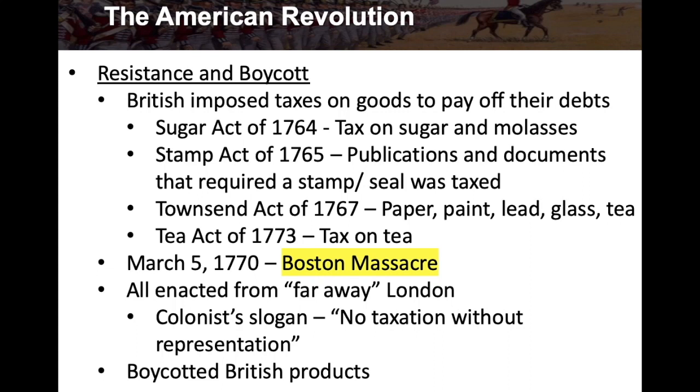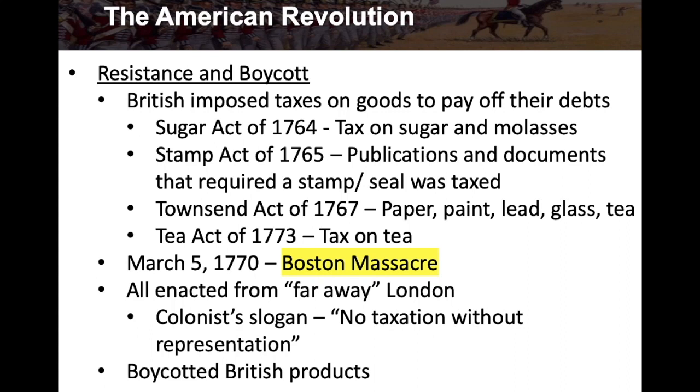Well, the taxes were kind of large, expensive to pay, and so that, again, wasn't good. The Townshend Act of 1767 was basically a group of taxes. This act that was passed put a tax on paper, paint, lead, glass, and tea.